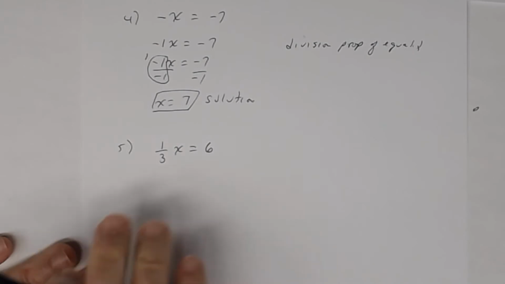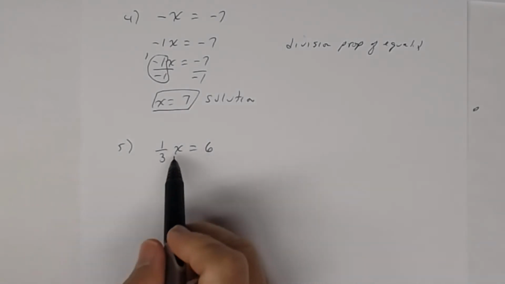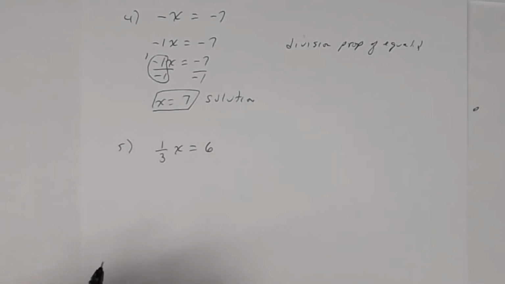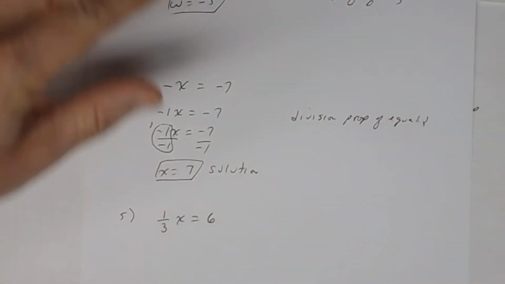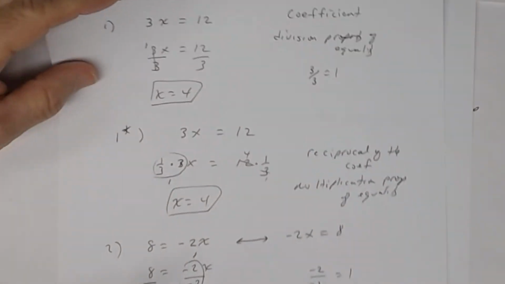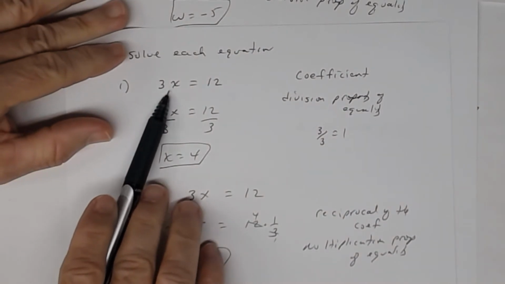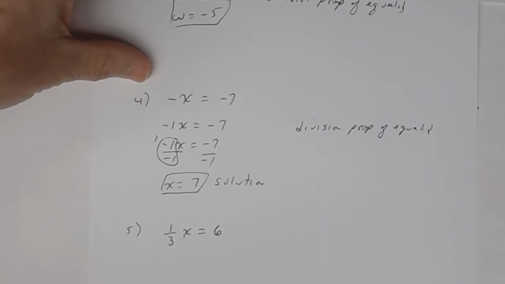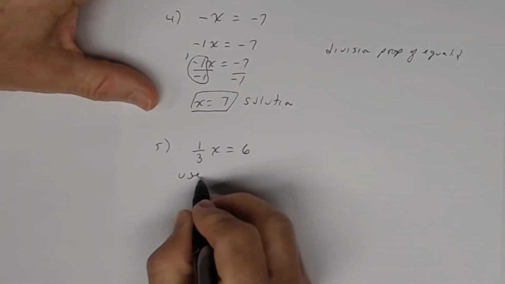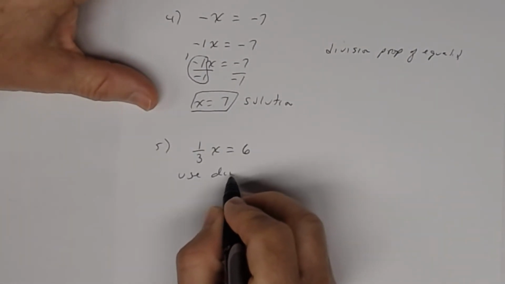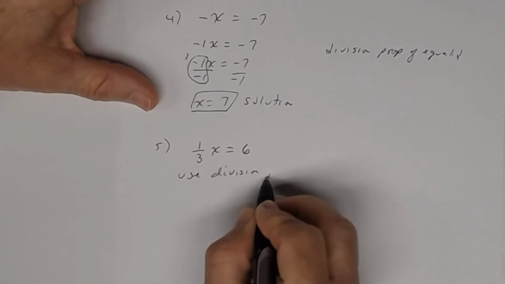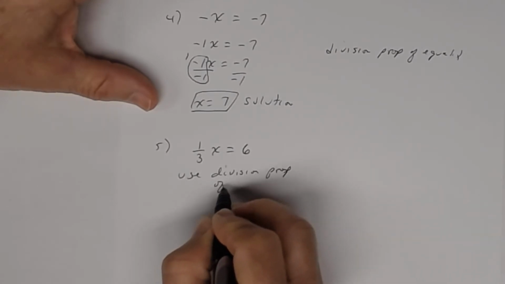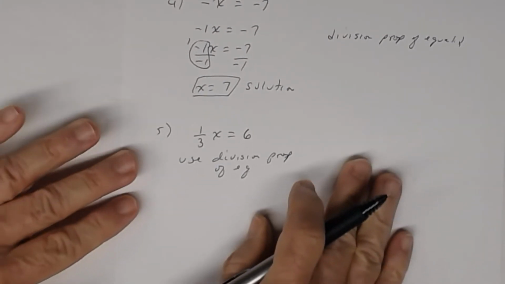All right, now, I want you to think about that coefficient. So that coefficient is 1/3, right? So there are a couple ways you could do this. I'm going to show you both ways. So if you want to think about it like we did with, let's say, number 1 here, where we divided both sides by 3, you could do that as well. So for this case, let's use the division property of equality. So that's one way. I'm going to show you that one way.